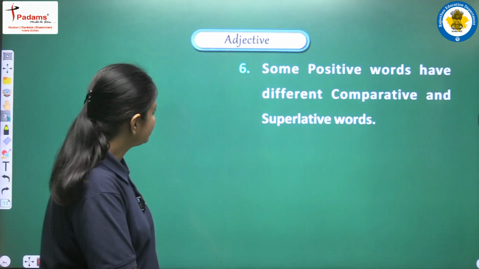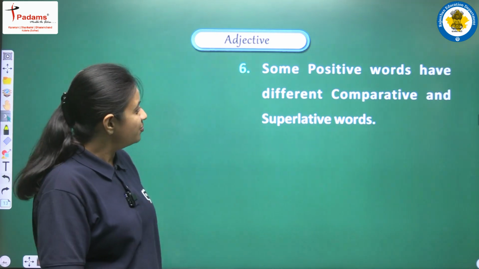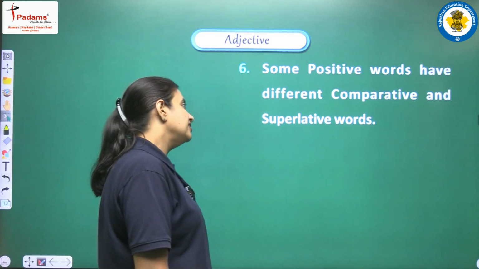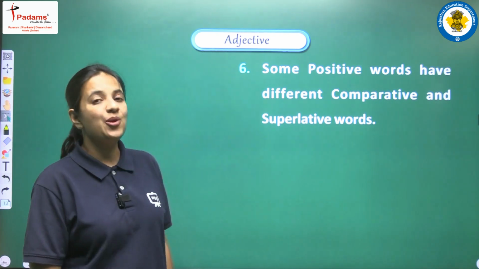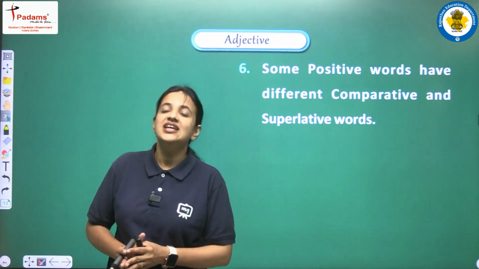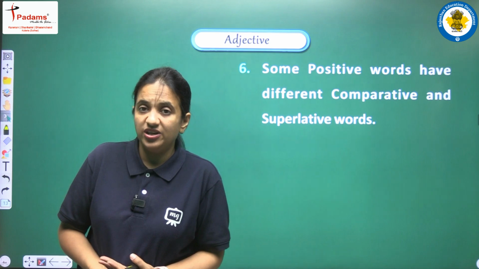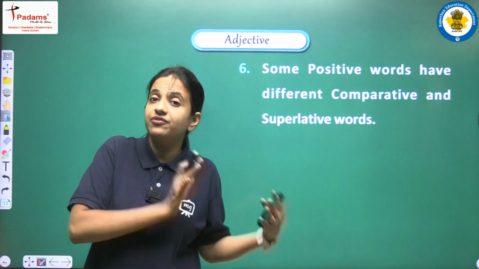Alright. Next, moving on, we are having our next rule. Some positive words have different comparative and superlative words. So now there are certain positive degree words, and those positive degree words are having some different words.